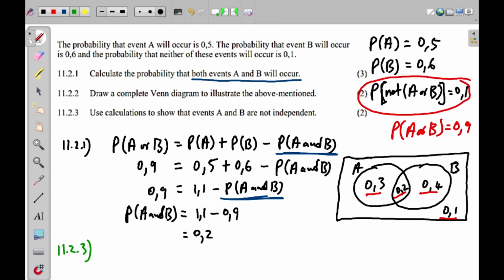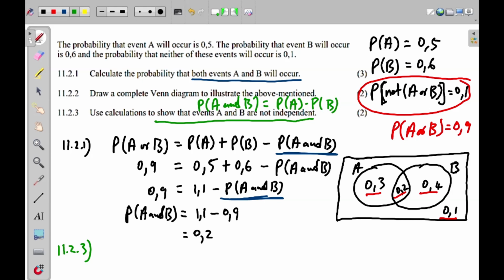So this question here, which says show that the events are not independent, you cannot start by assuming that they are independent. So let's remember the test for independency. The test for independency says probability of A and B must be equal to the probability of A times probability of B.